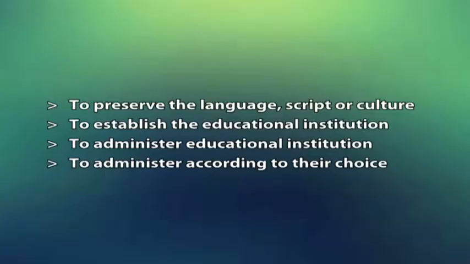In general, it can be said the scope of minority rights are, one, to preserve the language, script or culture, two, to establish the educational institution, three, to administer educational institution, and to administer according to their choice. It can be said that a minority can preserve language, script, culture through the educational institution. But the right to minority education does not indicate religious teaching but general secular education.